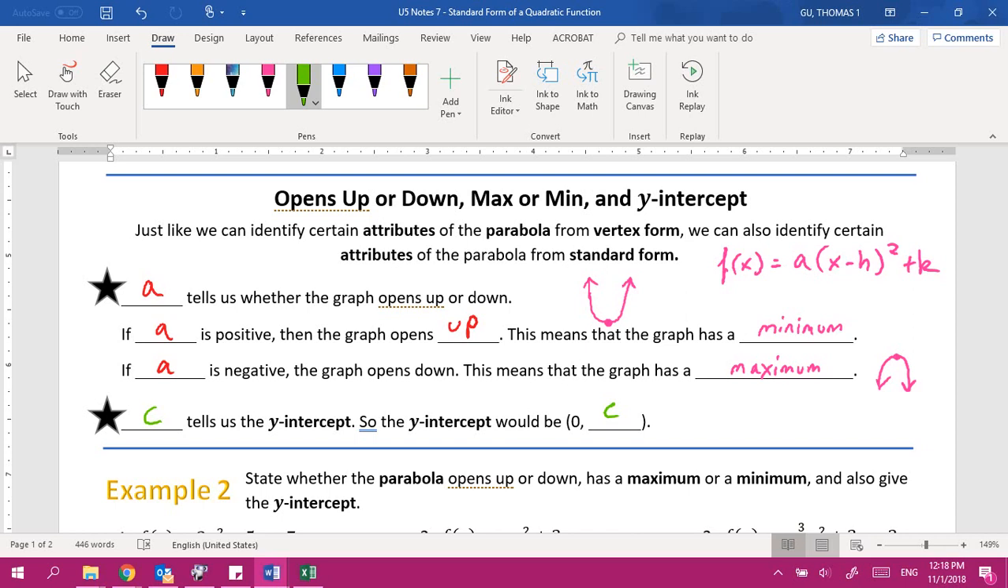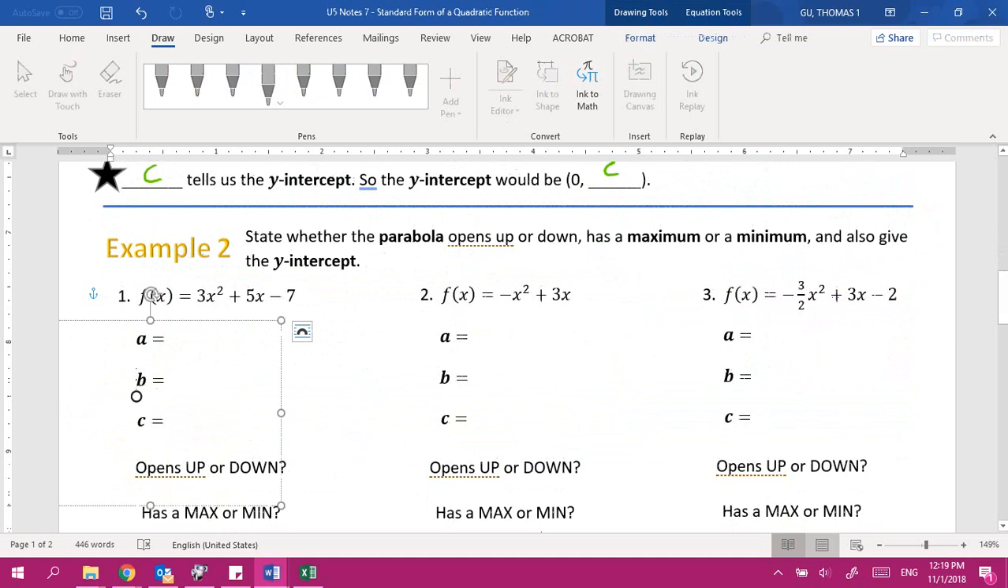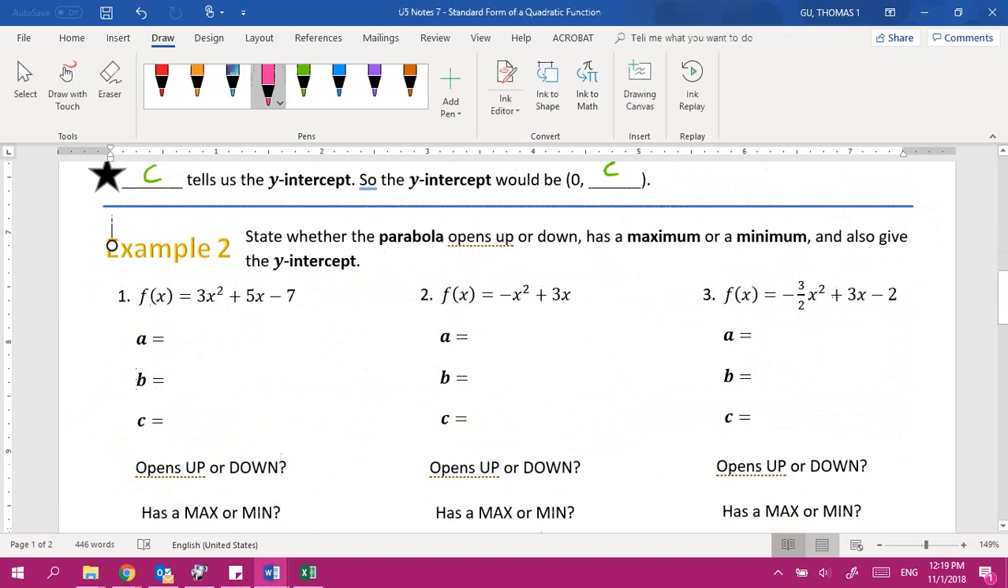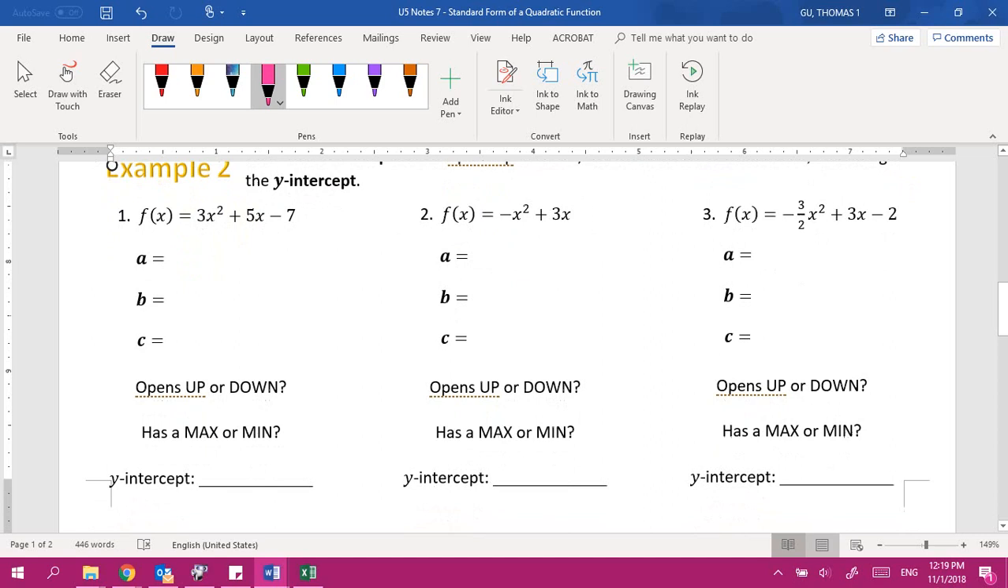So let's take a look at some examples real quick. Example number 2 right here. We're going to tell whether the parabola opens up or down, whether it has a max or a min, and also give the y-intercept. But first, let's make sure we know how to find A, B, and C from the standard form, because we need to make sure that we don't mess that up. That's the basis for everything.